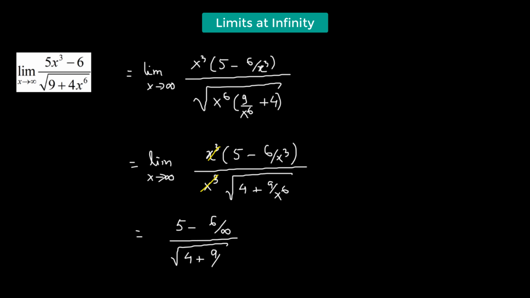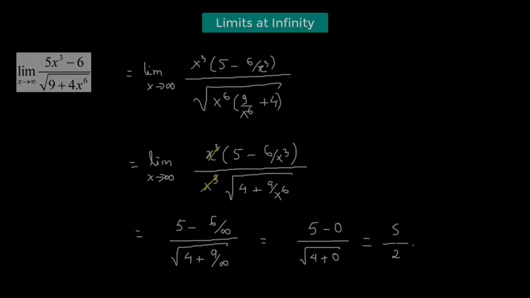9 divided by infinity to the power of 6 will be 0 only. So that gives us 5 minus 0 divided by square root of 4 plus 0. So here we have 5 divided by square root of 4, which is simply 2. So this is going to be the limiting value.